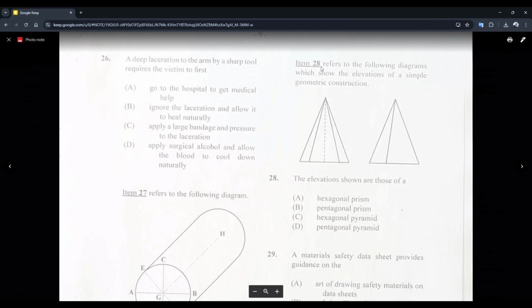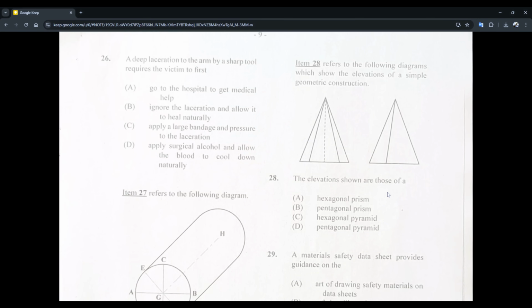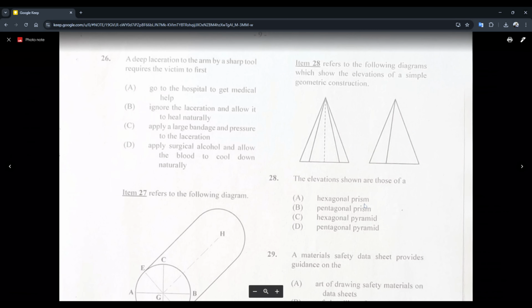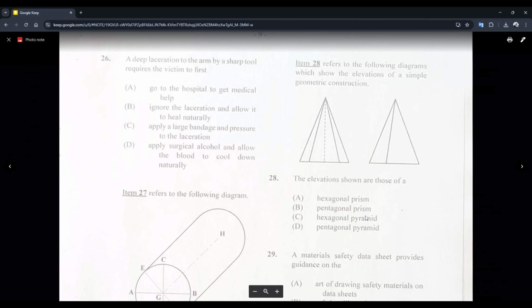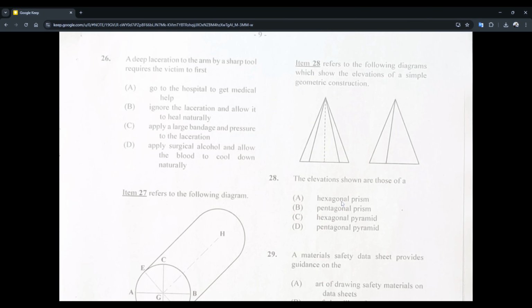Item 28 refers to the following diagrams, which show the elevations of a simple geometric construction. The elevations shown are those of a hexagonal prism? No. Pentagonal prism? No. These are not prisms. They are pyramids. So by elimination, we are looking at C or D.